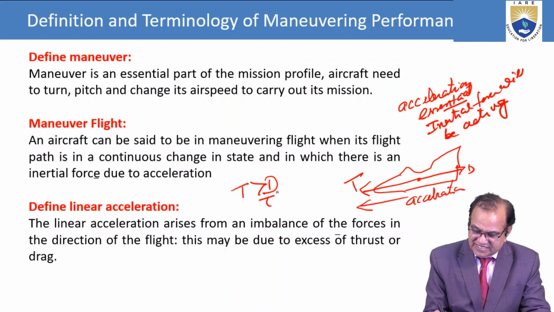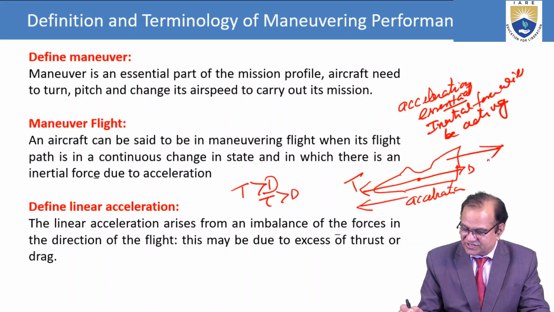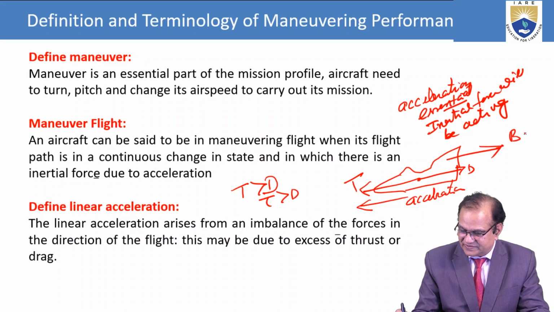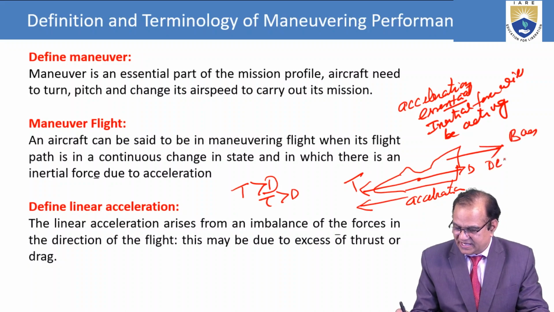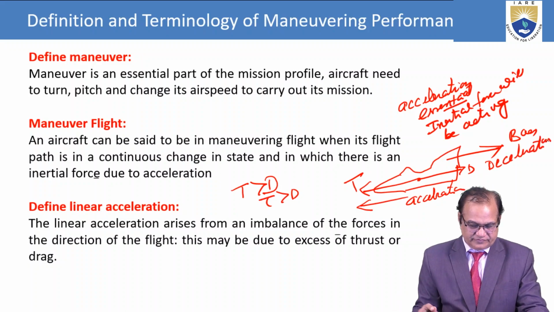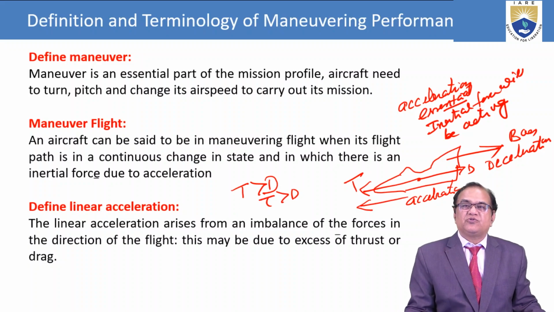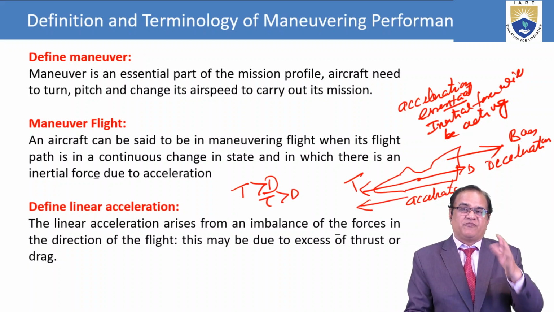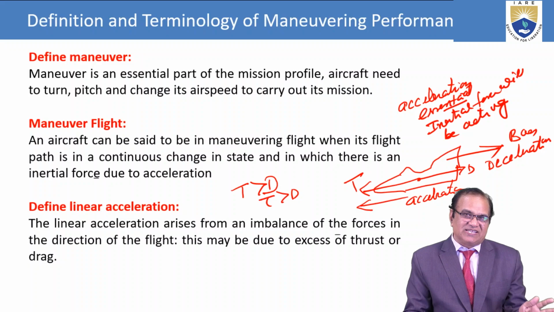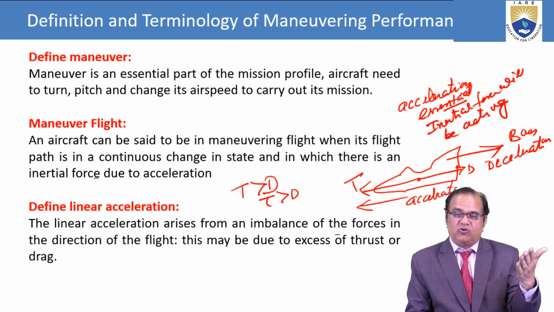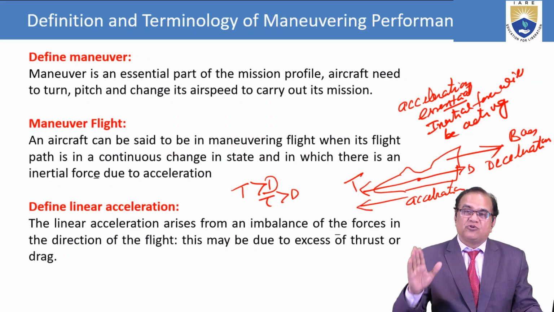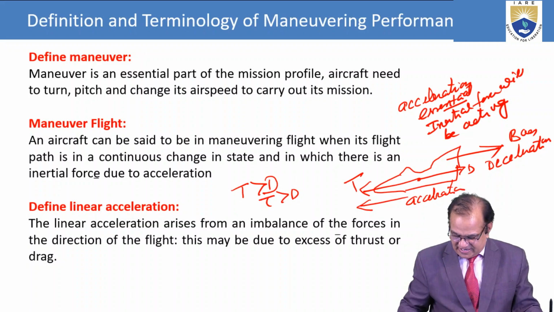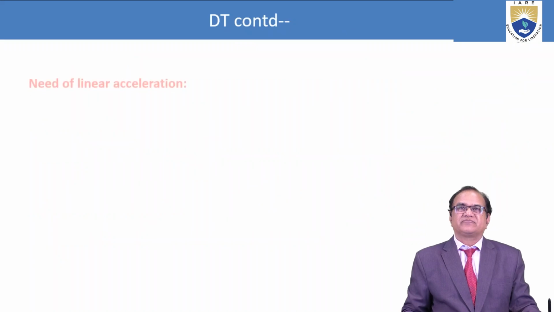And if thrust is less than drag, the aircraft will start going back. This is called deceleration. So it is happening due to the imbalance of the forces. If forces are balanced, there will not be any acceleration. If the forces are not balanced, the object will try to move to the side where the force is more, and then acceleration will be generated.